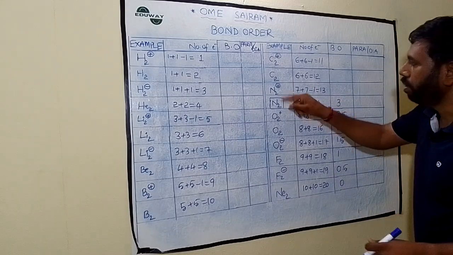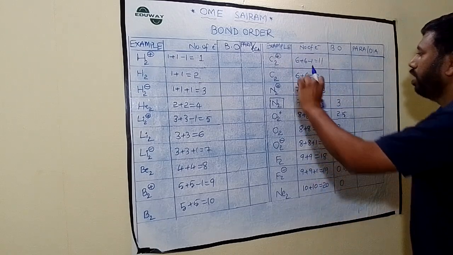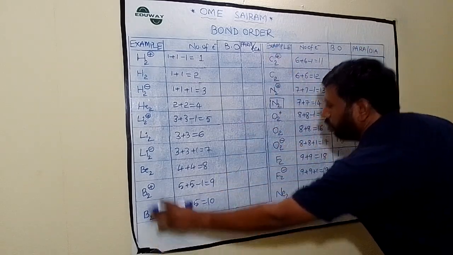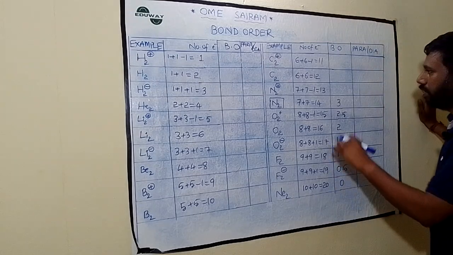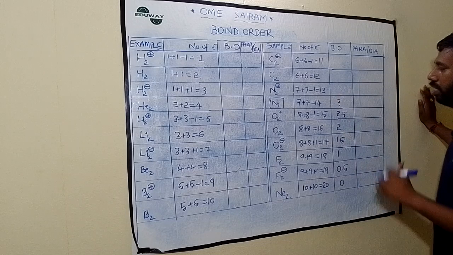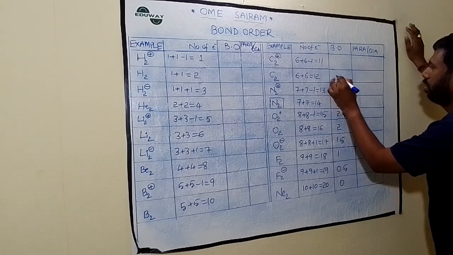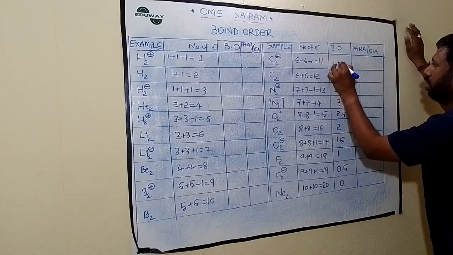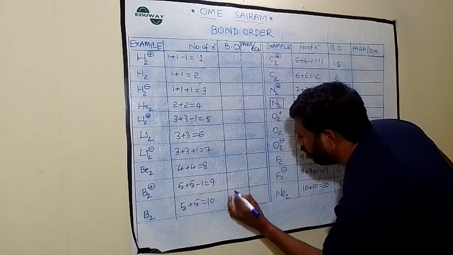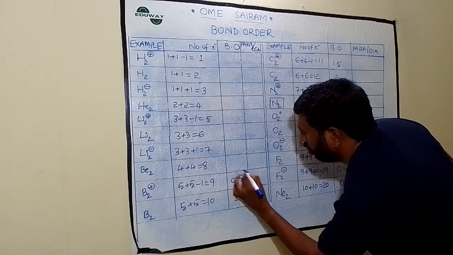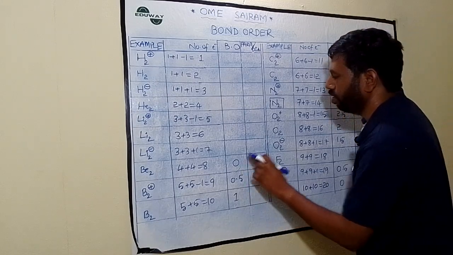Next, below the nitrogen molecule. Now below the nitrogen molecule, when we are moving backward, for every 1 electron decrease, the bond order decreases by 0.5. Now 2.5, 2, 1.5, 1, 0.5, 0. For 8 electrons, the bond order will be 0.